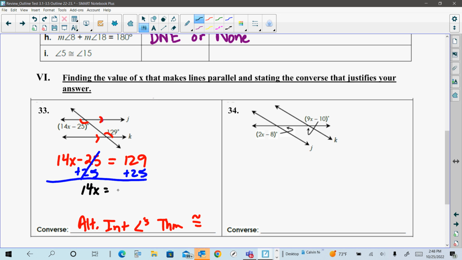that is not right. Oops, sorry. I was subtracting, that's wrong. It's plus, so 154, and then divided by 14. And so X equals 11. And that's all we want here.